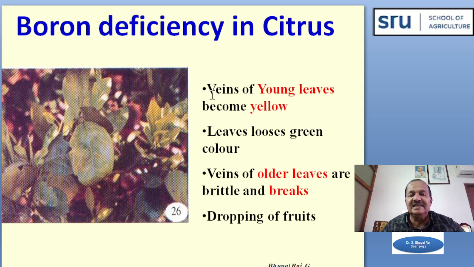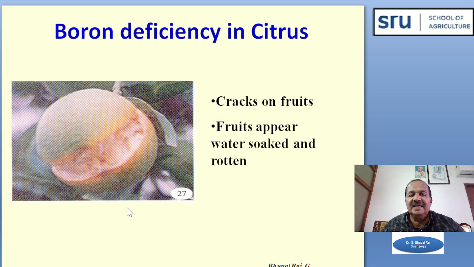If you see citrus also, the veins of the young leaves will become yellow, and the leaf loses its green color. The veins of the older leaves are brittle and break, and fruits drop. Upon the fruit, it cracks. Inside the citrus fruit, a water-soaked and rotten substance will be there.